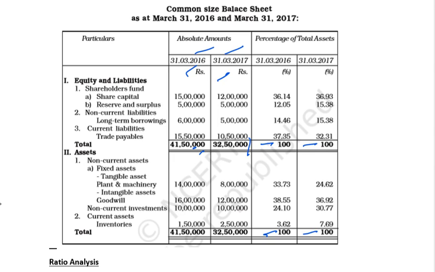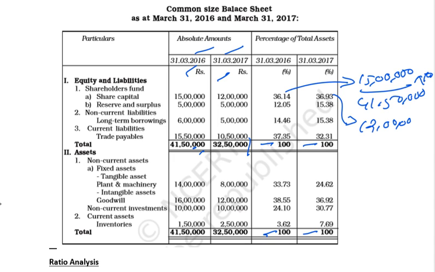All amount means how to get this percentage. How to tell that, how to get that percentage? That percentage is getting 15 lakh. What is the basis? 15 lakh this one, basis is how much? 41 lakh 50,000. 41 lakh 50,000 into 100. Like that. Here also, how to get this amount? Amount is 12 lakh. 12 lakh divided by how much is the base down here? 32 lakh 50,000. 32 lakh 50,000 into 100.